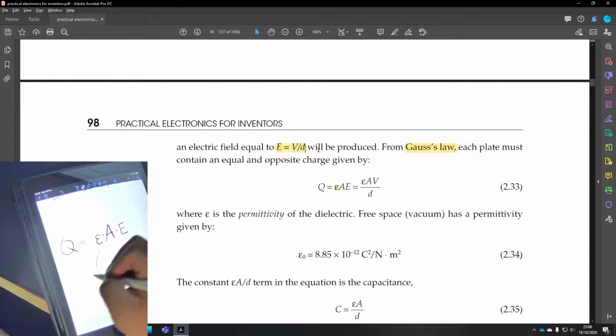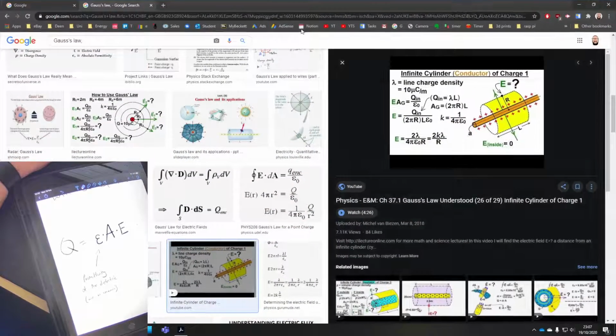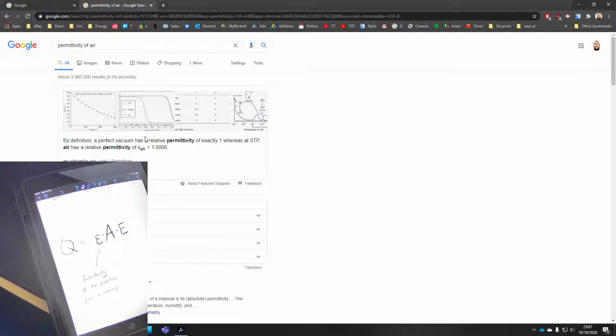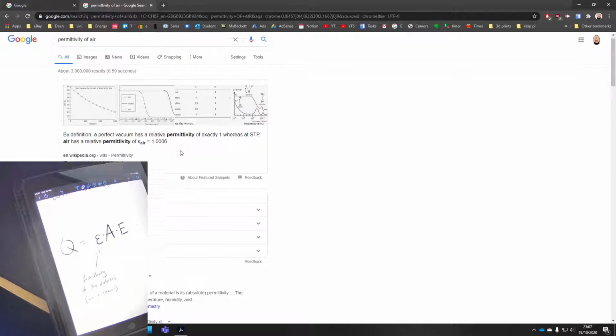So this one here is the permittivity of the dielectric, right? So for example, air or ceramic. Okay, so let's see, what's the permittivity of just room temperature air? By definition, a perfect vacuum has a relative permittivity of exactly 1. Air has a relative permittivity of K air equal to 1.00006. So it's similar, it's close to a vacuum, but not a vacuum.